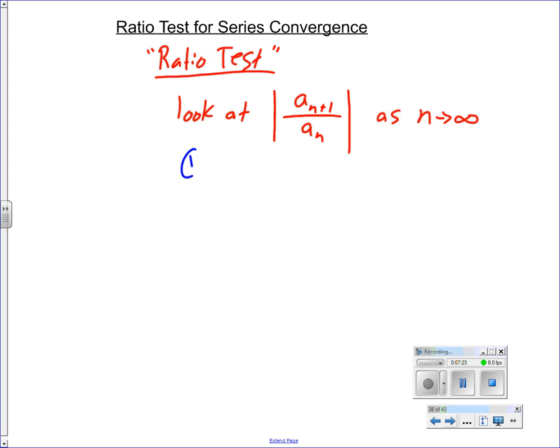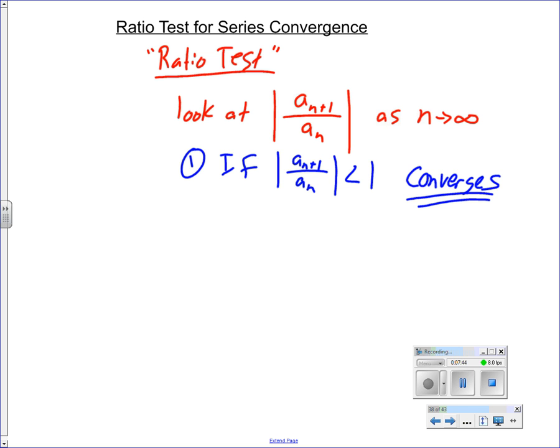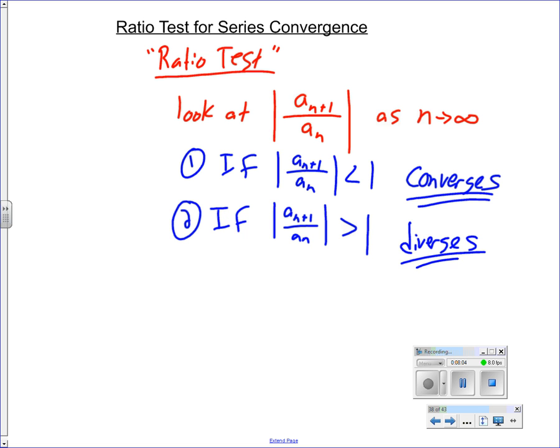So there are three cases. If this ratio is less than 1, so it's a proper fraction, then we say the series converges. If that ratio is greater than 1, it means the terms are getting larger as we get more and more terms, then the series diverges. And the third case is if that ratio equals 1. In that case, it could do either. We need to use another test.